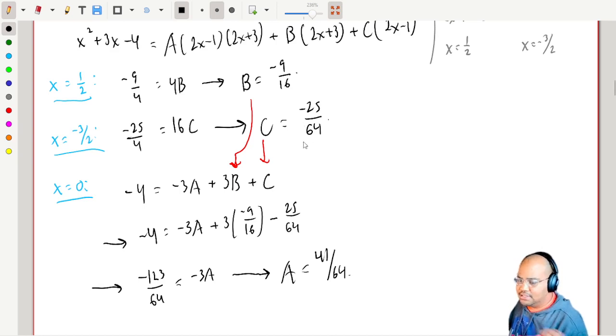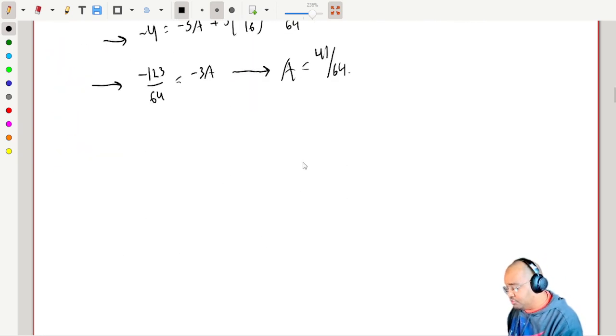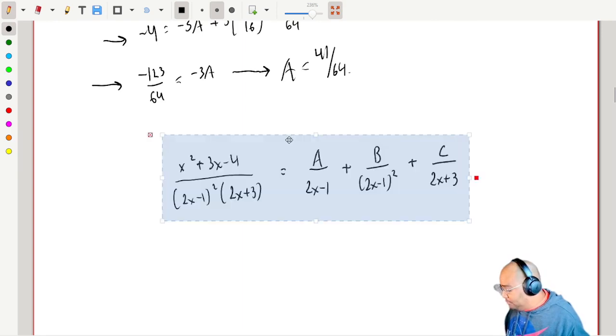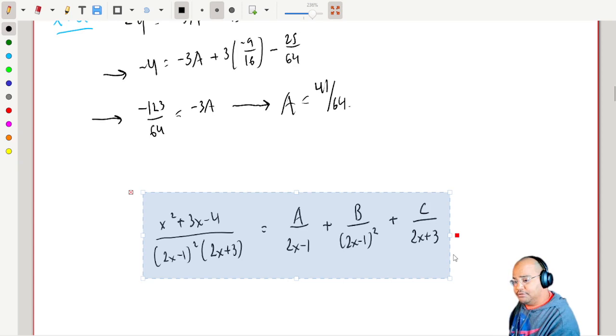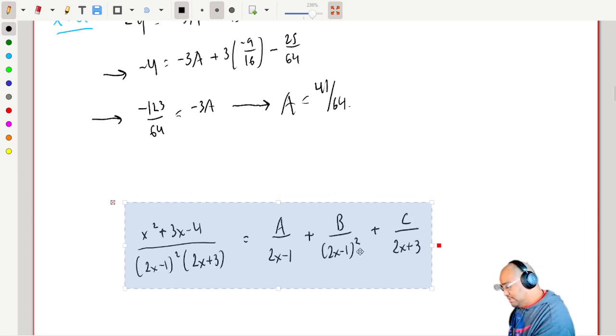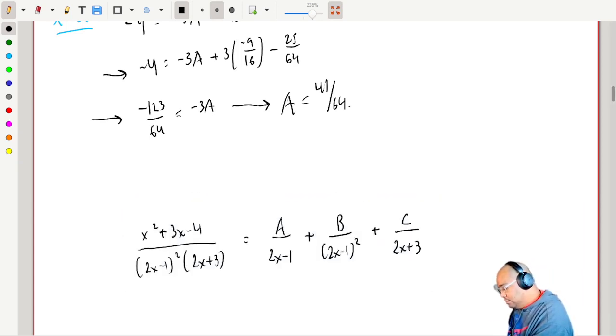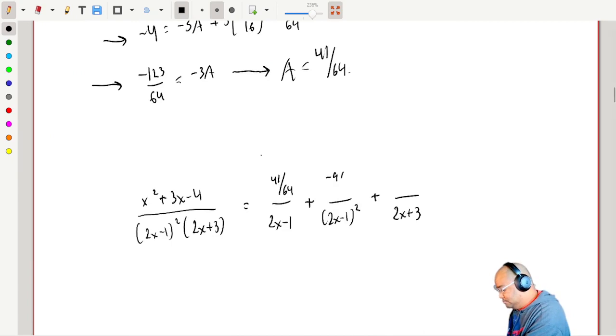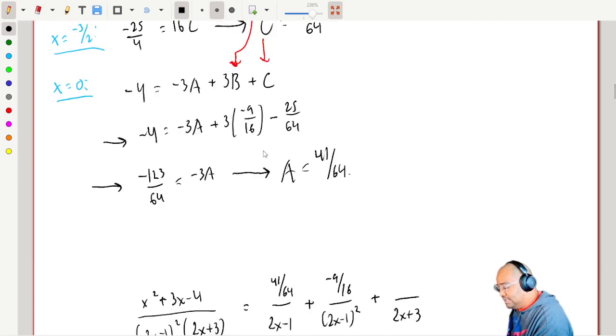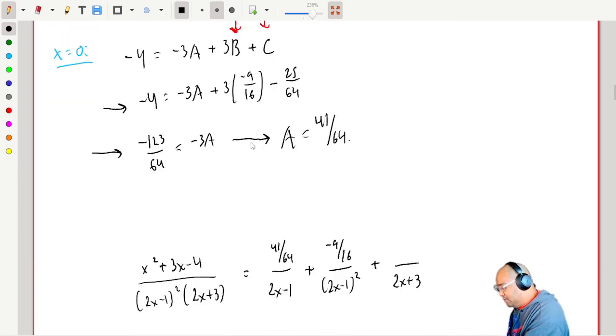And now what does that tell us? Well, if we go back to our original decomposition here, our recipe, all we have to do is just plug in the appropriate parts here. So let's go ahead and do that. So let's see. A is 41 over 64. B is, let's see, B is negative 9 over 16. And C was negative 25 over 64.